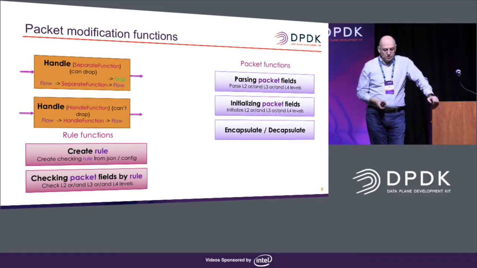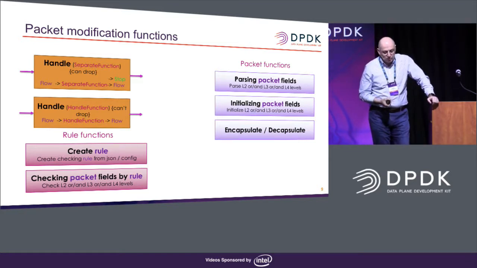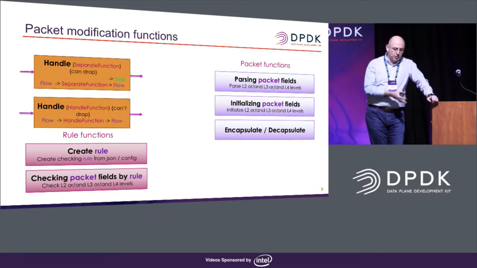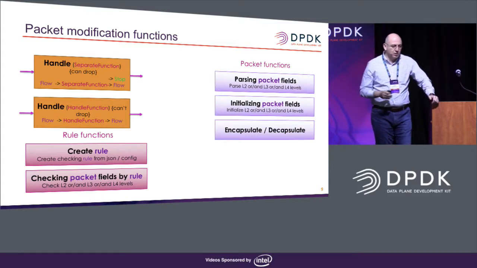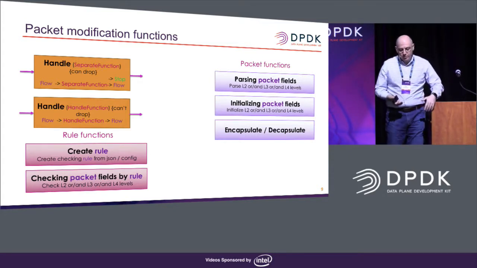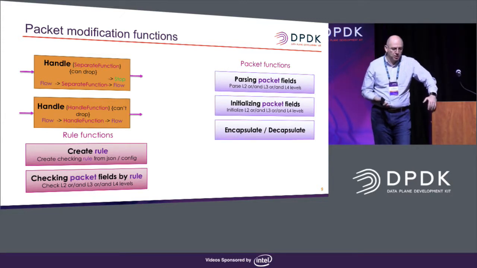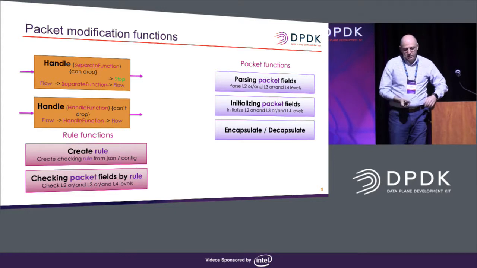Packet modification functions are mainly a set of what we call handle functions, which allow you to do either in-flow modification of packets, or you can extract your packets to a different flow and handle packets there. And there are a set of predefined helper functions for parsing and dealing with packets. We support parsing for L2, L3, and L4 levels. You can initialize packet fields. We have built-in encapsulation and decapsulation supporting GRE and MPLS.